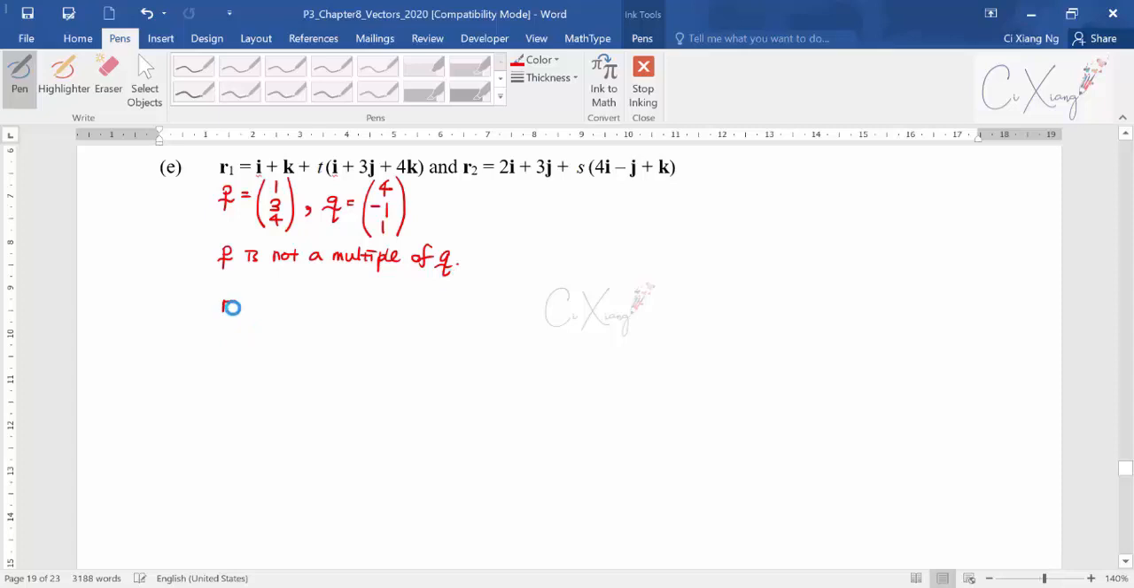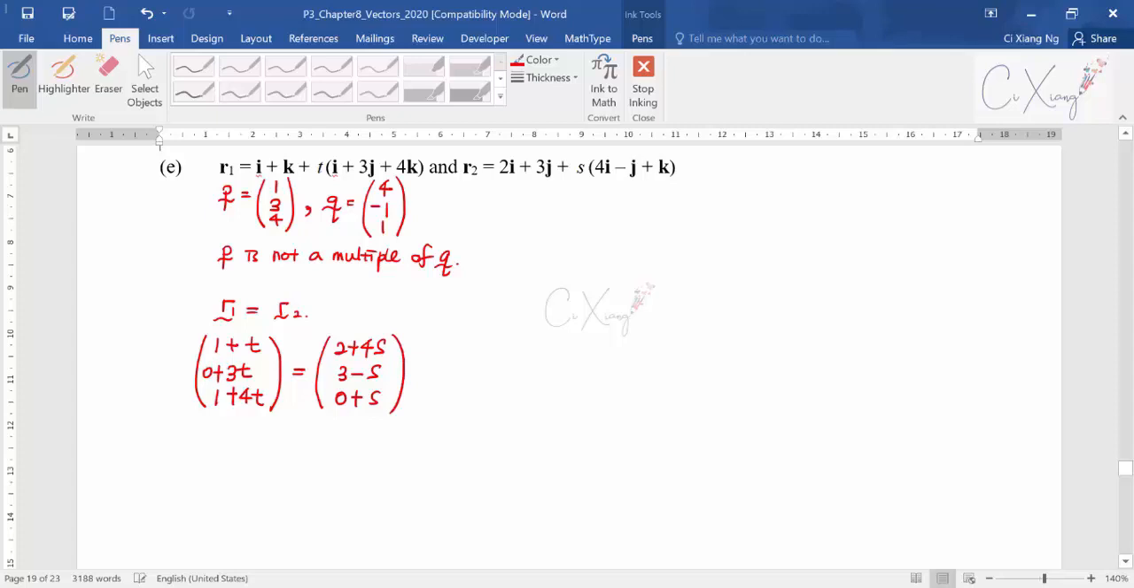Continue further. You need to let R1 equals to R2. What is your R1? I'm having 1 plus T, then 0 plus 3T, then 1 plus 4T. Hopefully you know how to write out from the component IJK. Then after that equals to R2. So R2, I'm having 2 plus 4S, 3 minus S, and also 0 plus S.